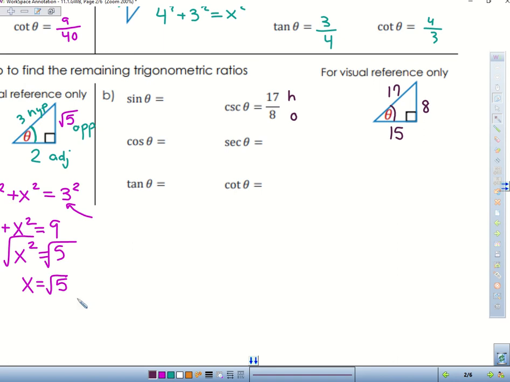Okay? So now we have the information sufficient to solve the rest of my trigonometric ratios. So sine is going to be 8 over 17. Cosine is going to be 15 over 17, which means secant is 17 over 15. And tan is going to be 8 over 15, or 15 over 8 for cotangent. So do we have any questions about how I got these ratios? Okay.